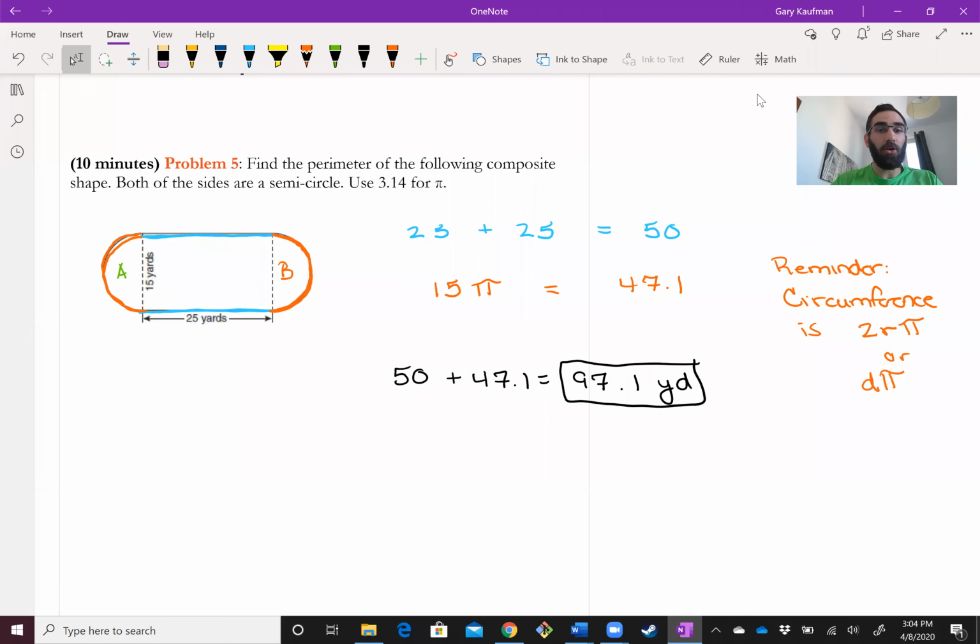I'm sticking with the color coding. Notice that for the rectangle, I only have the 2 sides because perimeter is the outside, so I just need the 25 plus 25. Now the 2 semicircles create 1 circle, so I don't have to divide by 2 and then find 2 separate ones. I can just find 1. I reminded myself that circumference is 2 multiplied by the radius times pi, also known as diameter times pi. I have the diameter, which is 15. So 15 times pi, again using 3.14, is 47.1. I put those together and I got 97.1 yards. That's problem 5.